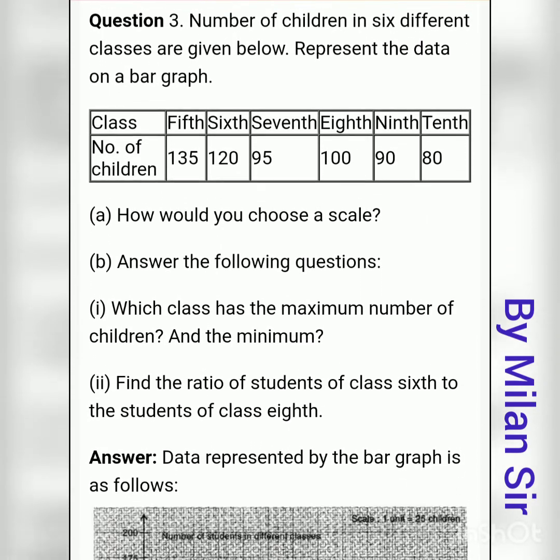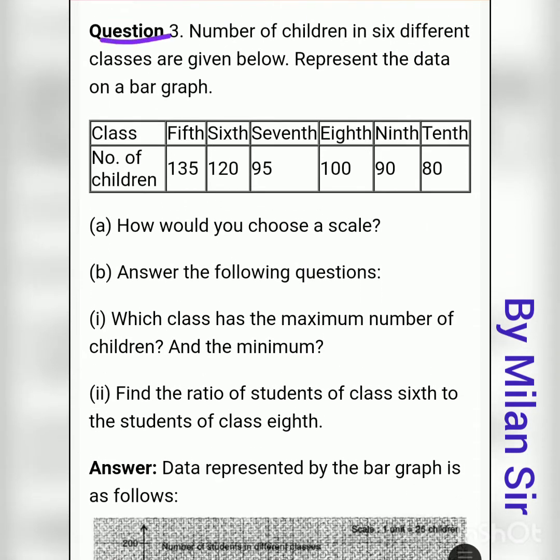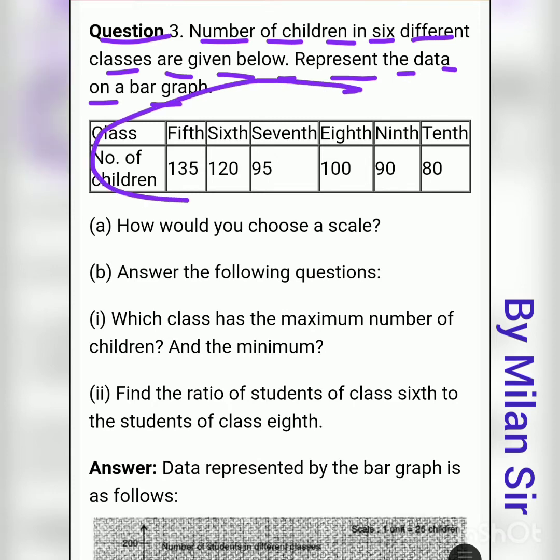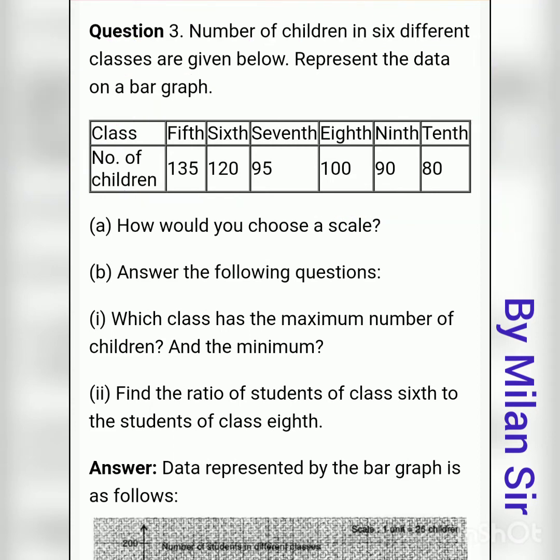After that, question number 3. First of all, read this question. Number of children in 6 different classes are given below. Represent the data on a bar graph. That means here details are given to you. We need to draw the bar graph.